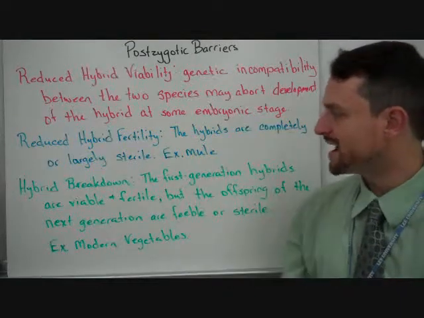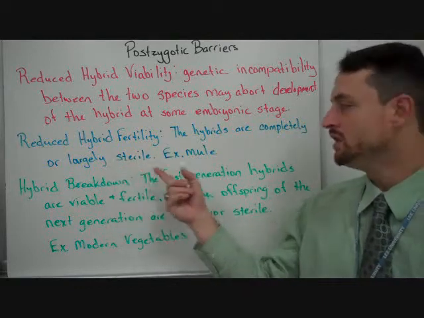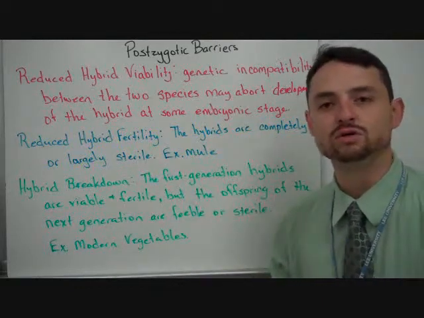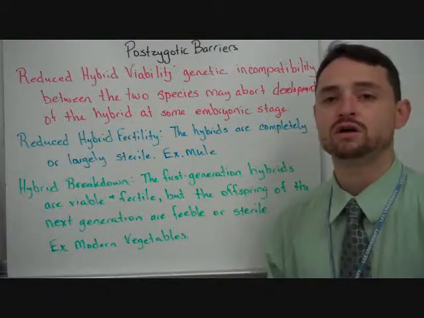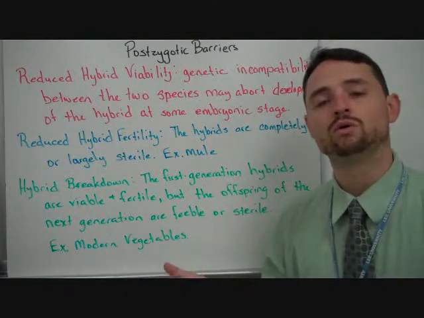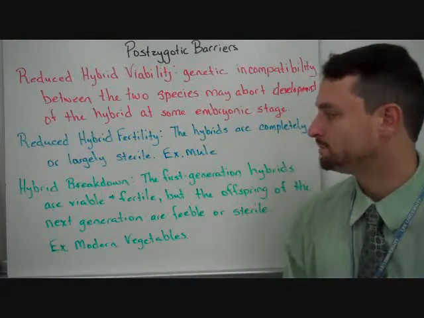The next is reduced hybrid fertility. These are hybrids that are completely or largely sterile. The most common example of this is mules, the cross between donkey and horse. Those mules on average aren't able to reproduce with either the donkey or the horse or other mules. So they're completely sterile, or at least largely so.